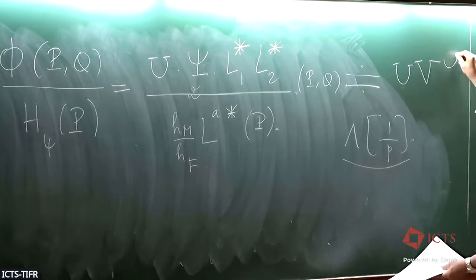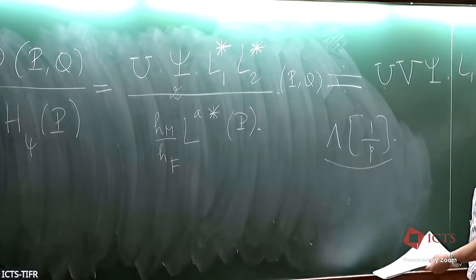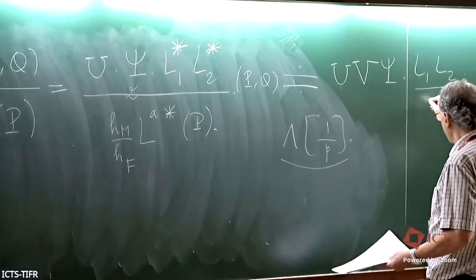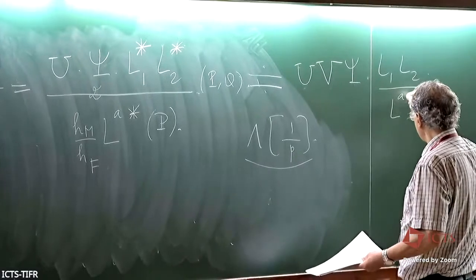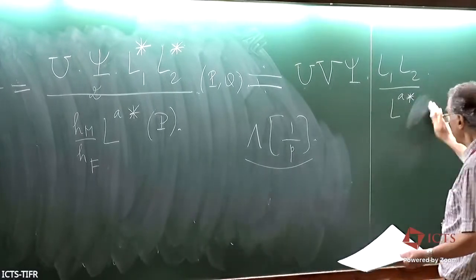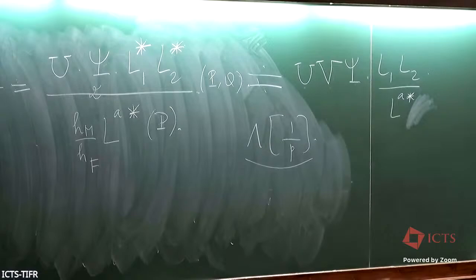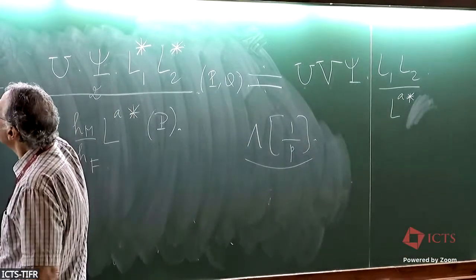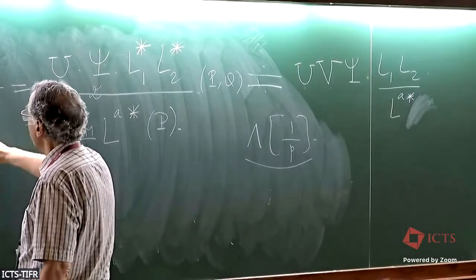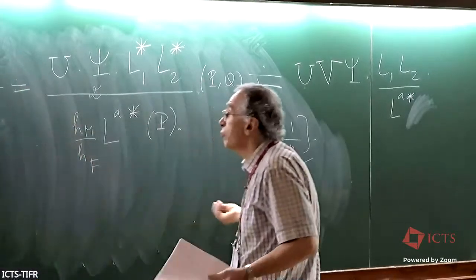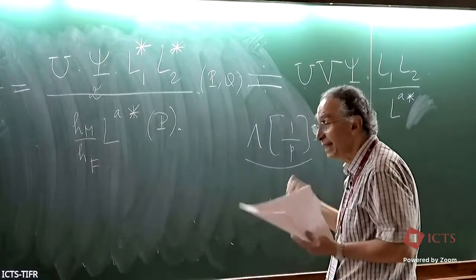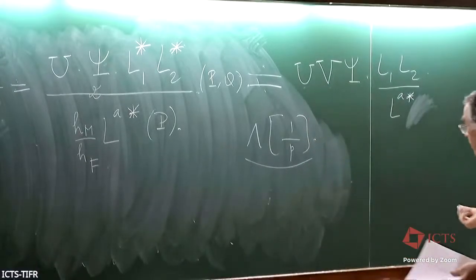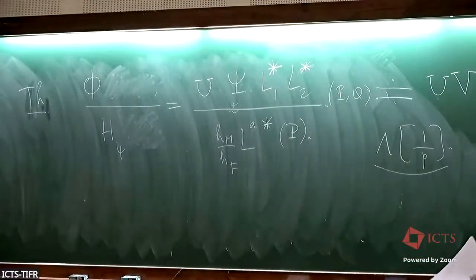You will have this psi, and you will have L1, L2 divided by L anticyclotomic star, L anticyclotomic star. And you see, now I remove the P and Q because it's an exact formula. So if you can interpolate, so if you have two series which have exactly the same values, they are equal, by the Weierstrass preparation theorem.